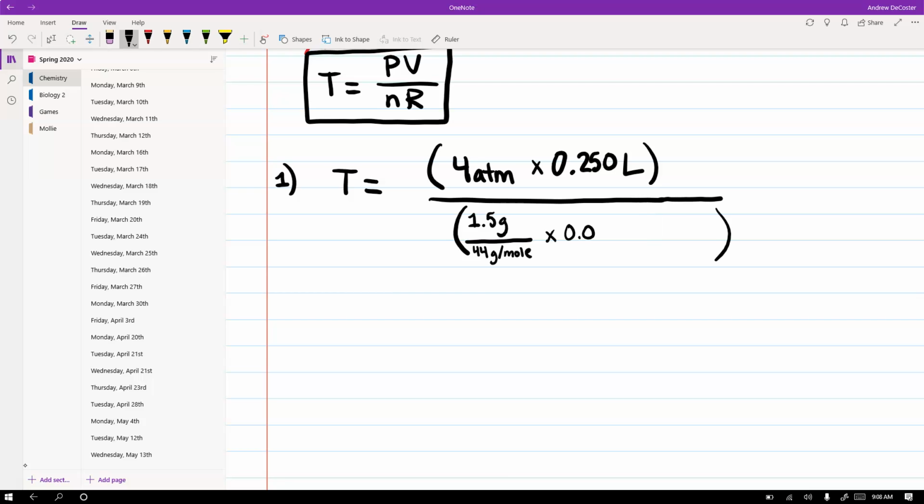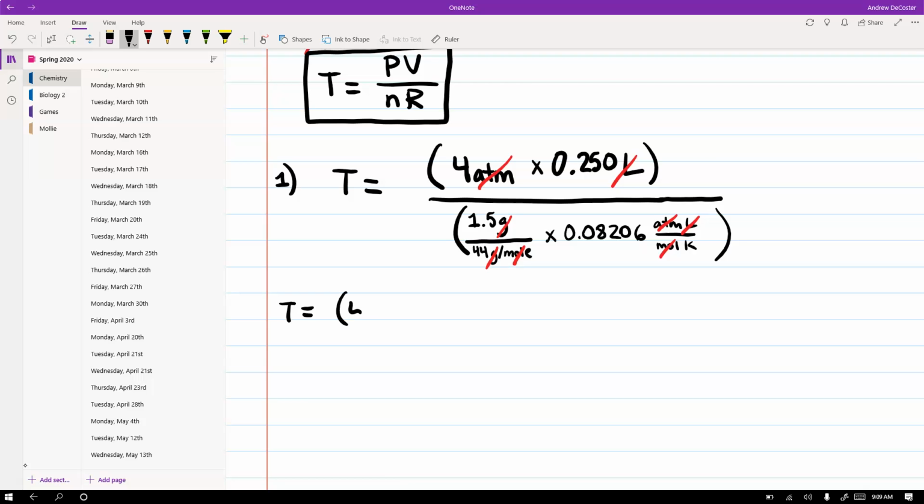So 0.08206 atm times liters over moles times Kelvin. Everything is going to cancel in terms of units, except for one unit. So atms cancel, liters cancel, grams cancel, moles cancel. The only one that's left is K for Kelvin. So let's plug this into our calculator.